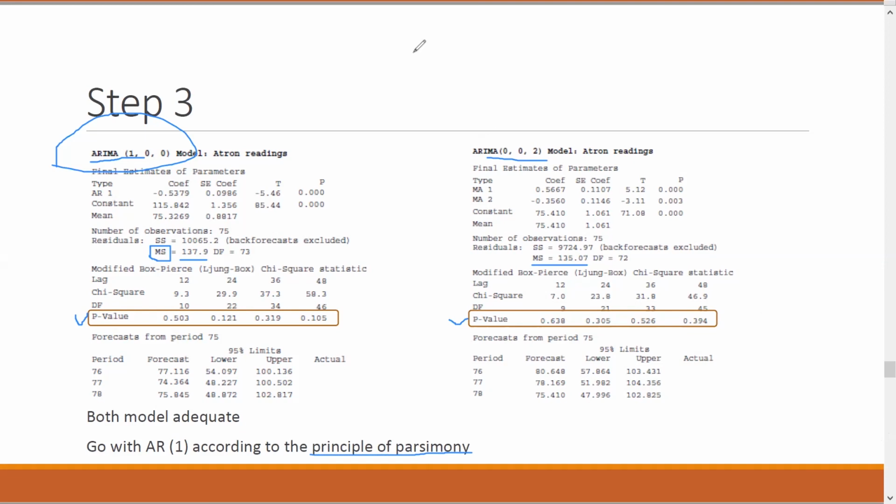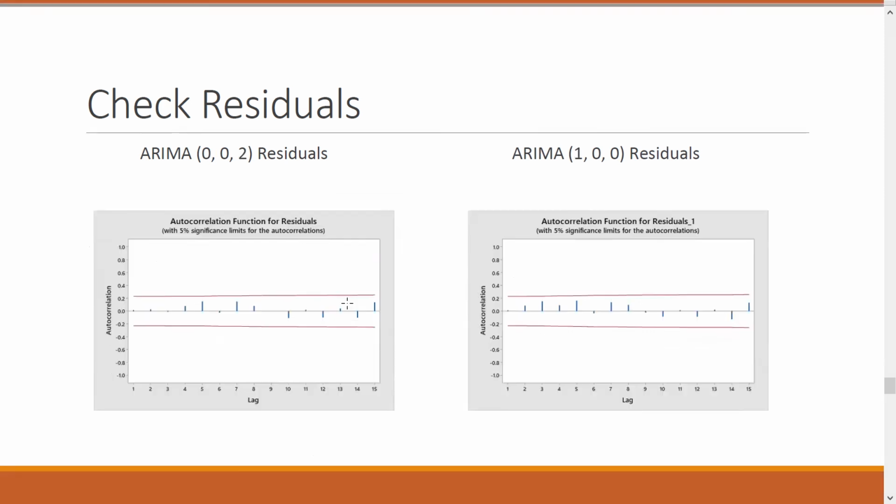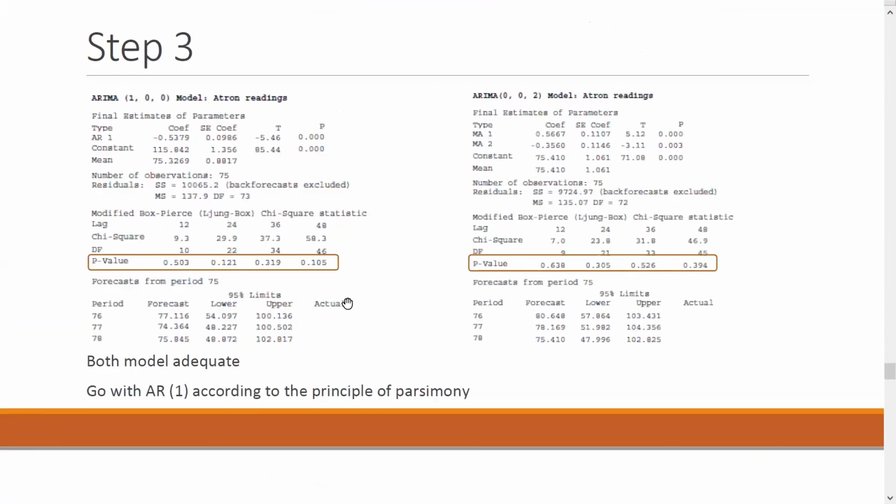Now, ideally, we should have checked the residuals before picking the AR1 process. So let's check the residuals now. Here I have the ACF for the residuals for both models. As you can see, we don't observe any significant autocorrelation in the residuals, and therefore both models are confirmed to be adequate. Now back again, we're going to pick the AR1 process.